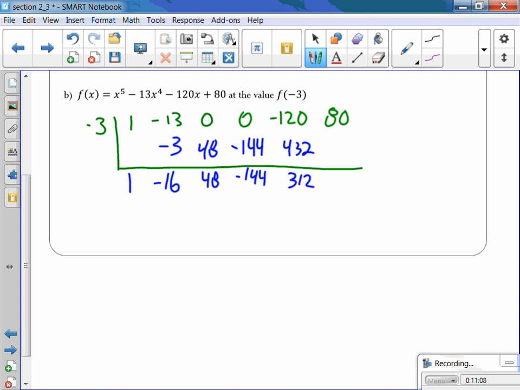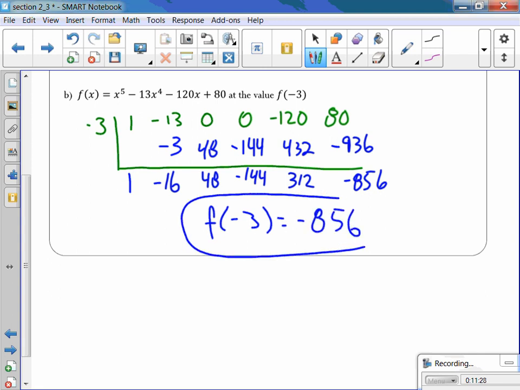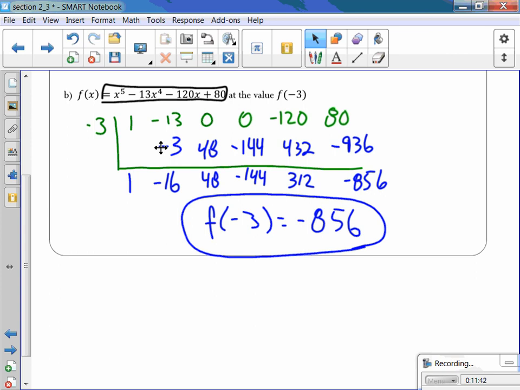And finally we get that negative 936. Adding with 80, we get a remainder of negative 856, telling us that f of negative 3 is equal to negative 856. There are a few large numbers in here. However, using a negative 3 in the formula, into our original equation, we'd have a negative 3 raised to the 5th minus 13 times a negative 3 raised to the 4th minus 120 times a negative 3. A little bit more cumbersome than just coming up with a remainder here of negative 856. This is one useful tool of using our synthetic division.